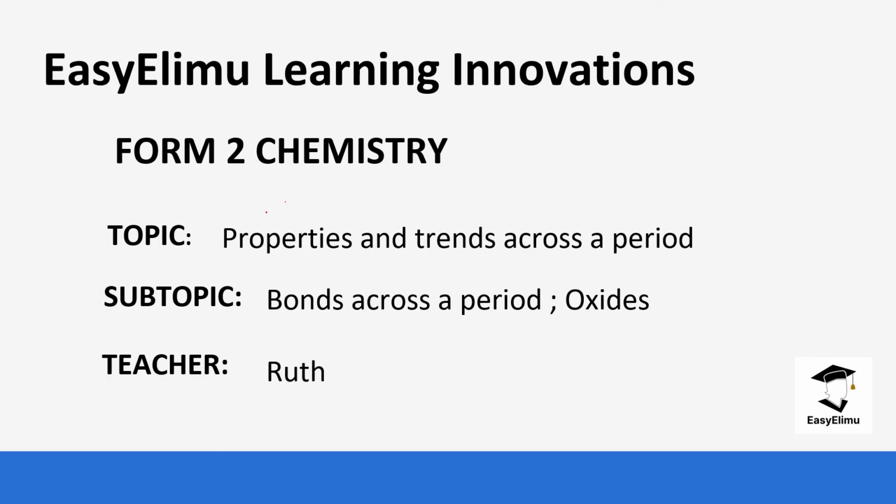My name is Ruth, and today we are going to be looking at the properties and trends across a period, and specifically, we're going to be looking at bonds across a period. And the bonds we are going to be discussing for today are going to be the oxides of period 3 elements. So, we're going to go into the details of these oxides and how their melting point and boiling point is affected by the type of bonds existing.